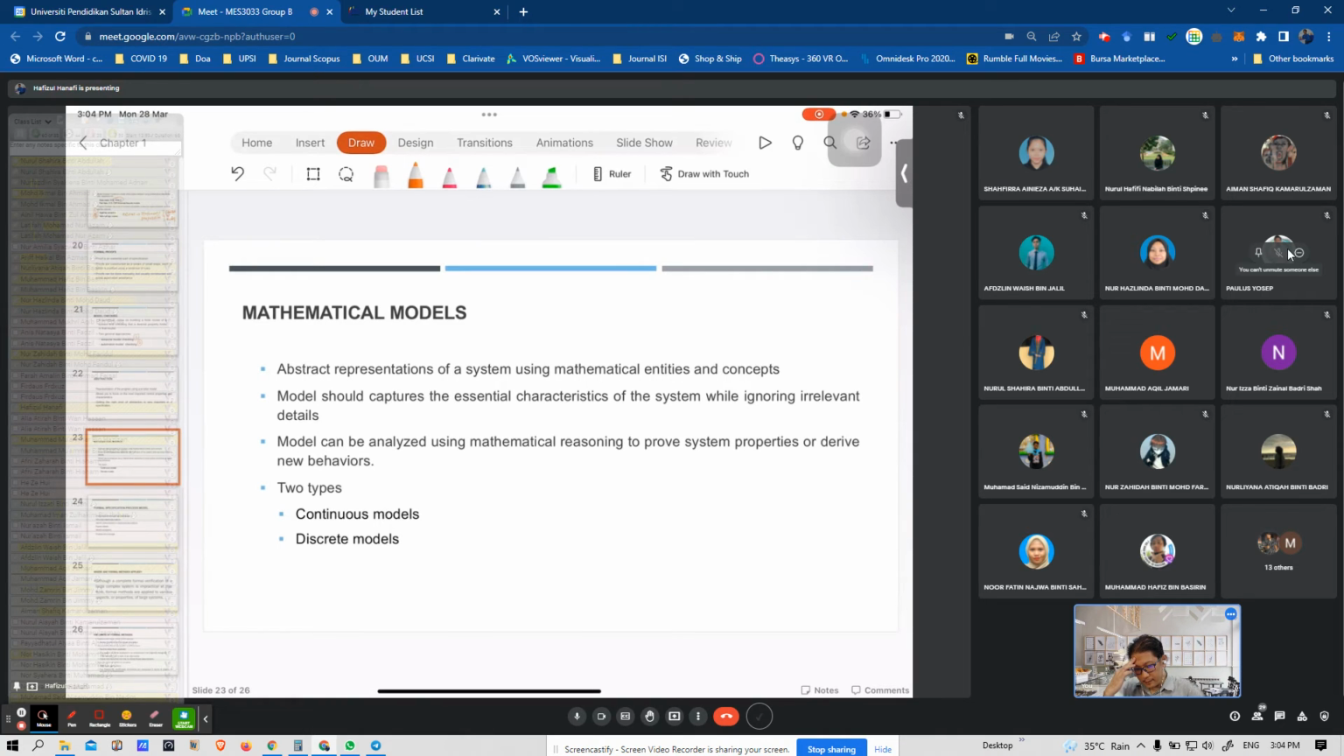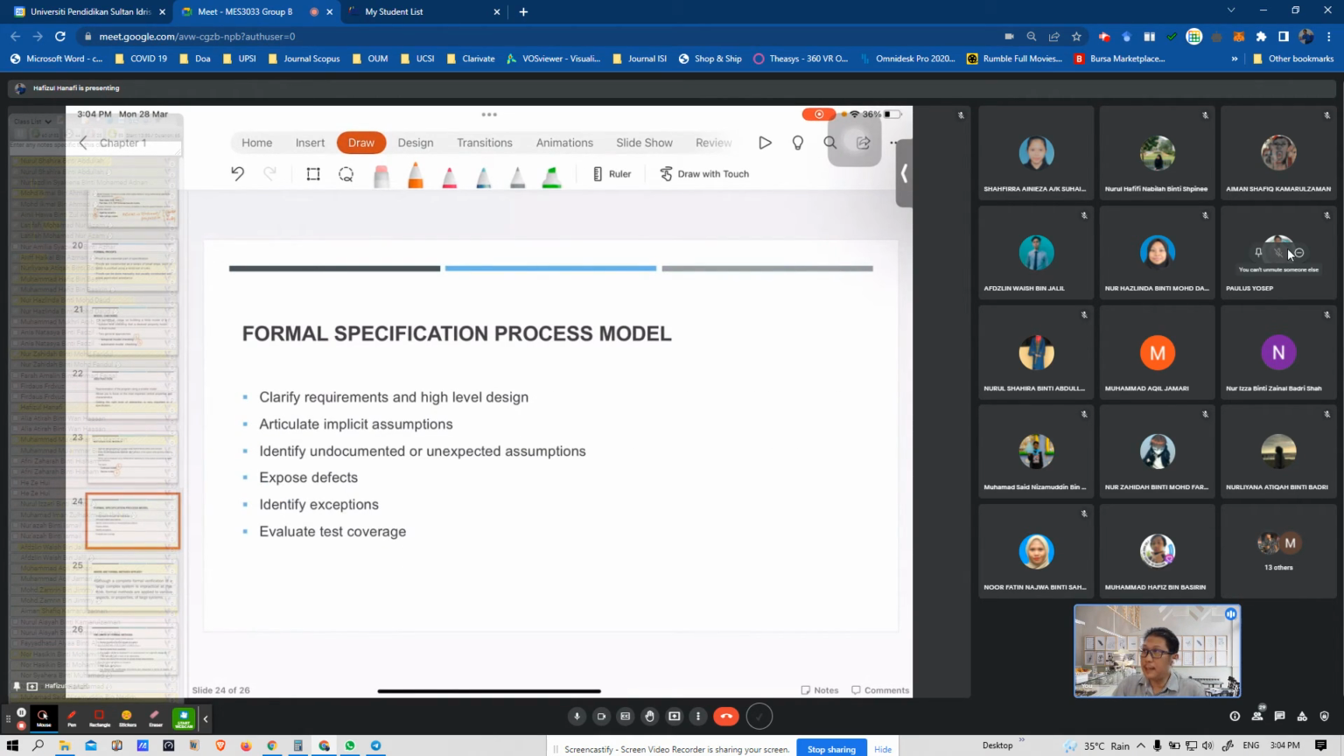And then for the mathematical model, we have system properties. Two types here: we have a continuous model, and we have a discrete model. But here we are looking more at the continuous model. And then the formal specification process model is required to articulate the assumptions. The assumptions are basically to reduce the cost and to reduce the errors.